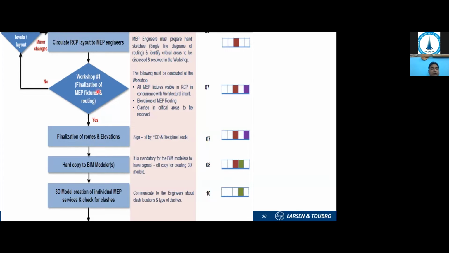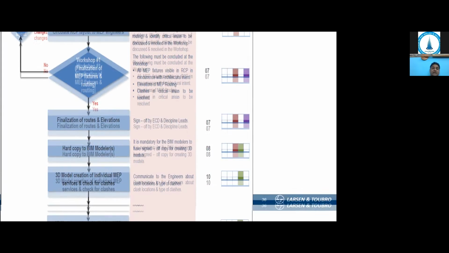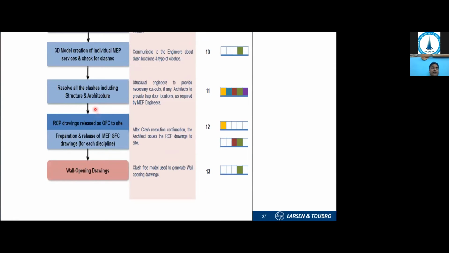So this process continues in the workshop, and the moment everybody is in agreement, it comes to the finalization of routing and elevations. Once that is done, the hard copy and the markings go to the BIM modelers, and then finally it is modeled. Finally, it is checked for clash-free. Once clash-free is done, it goes to the architect for final sign-off, and once that is done, it is given to the site.